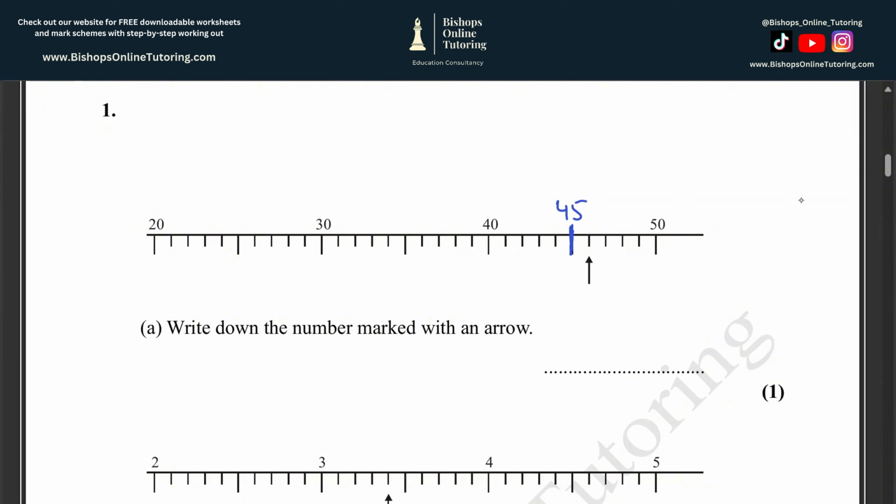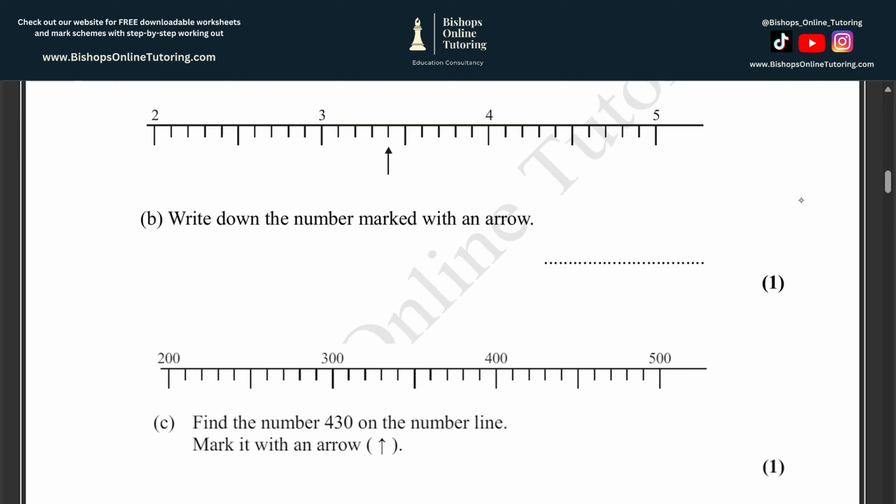Now let's look at how many indicators we have between 40 and 45. We've got 1, 2, 3, 4. So clearly we can label that as 41, 42, 43, 44. So each indicator represents 1 and it is going up by 1. So when we get to 45 over here, the next one down is going to be 46.